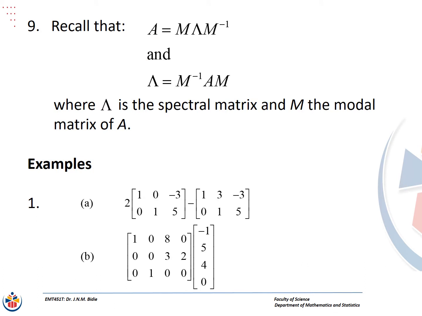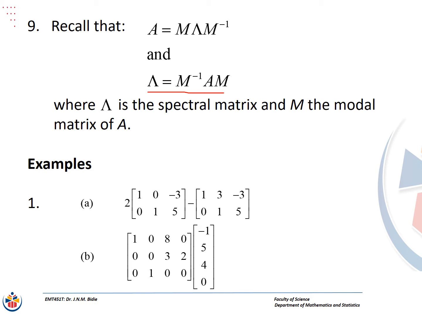Also, we can diagonalize a given matrix using the formula M inverse multiplied by A multiplied by M. Recall that M is the modal matrix of A. What is the modal matrix of A?